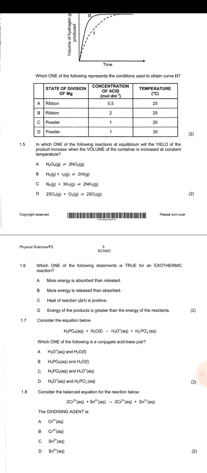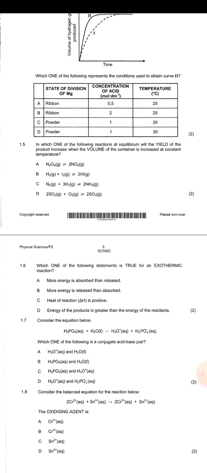1.6. Which one of the following statements is true for an exothermic reaction? Exothermic reaction, we know that it releases energy. So A, they say it is absorbed. No, that is for an endothermic reaction. B, more energy is released than absorbed. That sounds right. Let's see the other options.